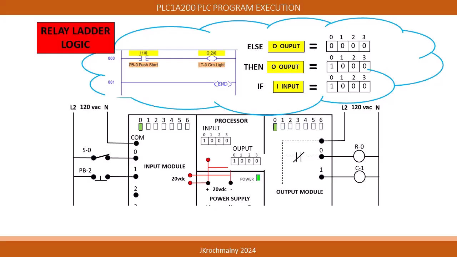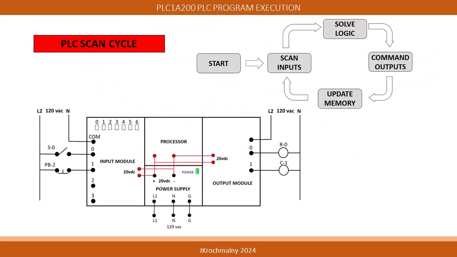The central processing unit then solves the logic contained in its memory banks. The third step of the PLC scan cycle is performed by commanding the outputs based upon the stored program. Here is where the output devices are either commanded on or off depending upon the ladder logic program. The last step in the PLC scan cycle is to update the memory of the PLC central processing unit.